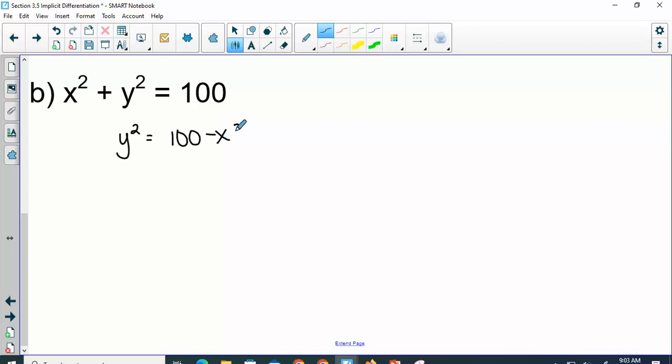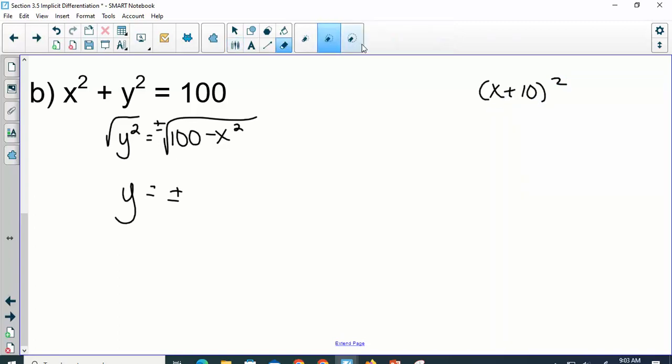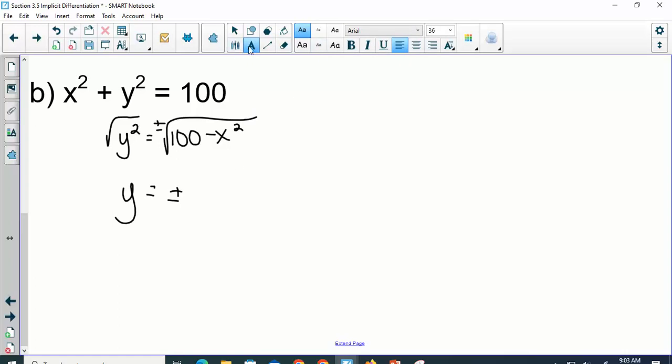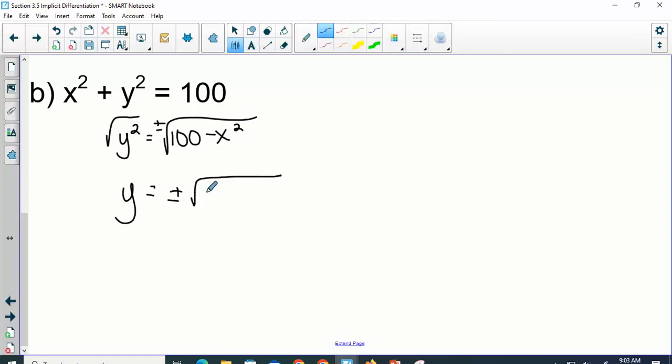Yeah, subtract the x squared, square root. Can you do the square root of the 100 and the x squared separately? No, because it's more than one term. Just like if I gave you x plus 10 squared, you can't just say that's x squared plus 100. You would have to FOIL. So same principle, when we have that square root, we can't do each piece, so it's just plus and minus the square root of 100 minus x squared.